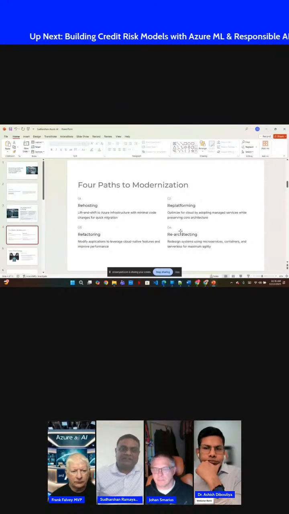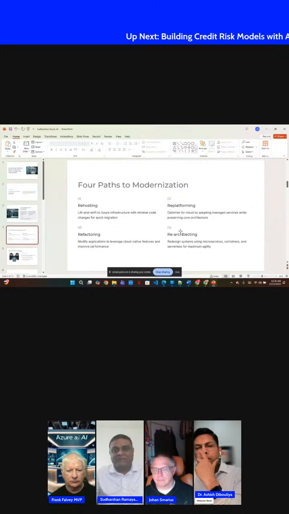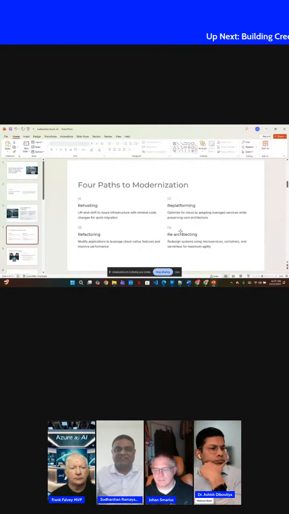In terms of rehosting, it's a simple thing where we can do the lift and shift to Azure infrastructure with minimal code change for a quick migration. Replatforming is optimized for cloud by adapting managed services while preserving the core architecture. Another one is refactoring, modifying applications to leverage cloud native features and improve performance. And the last one is re-architecting, where you redesign the entire application using microservices, containers, and serverless for maximum agility.